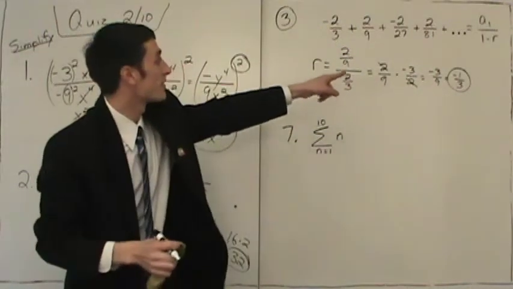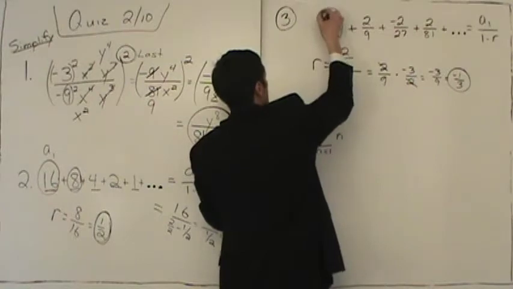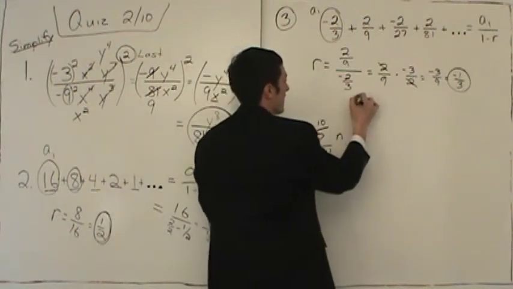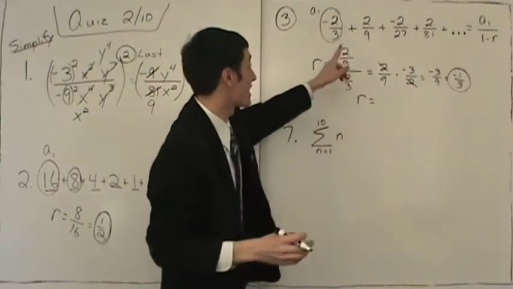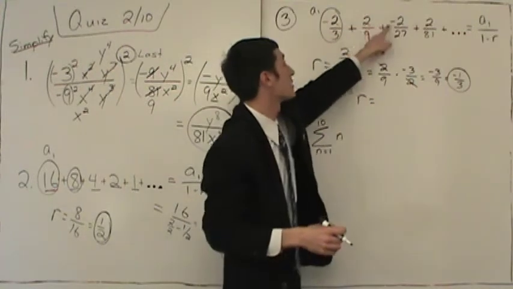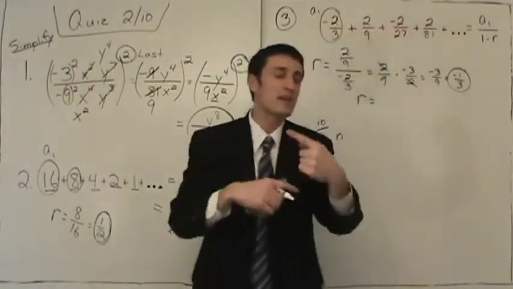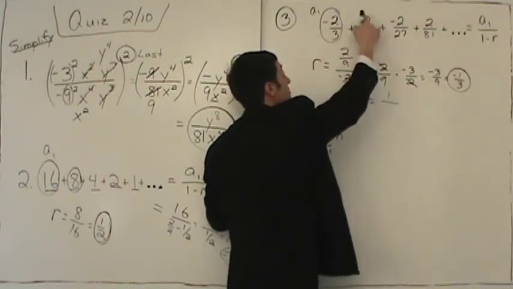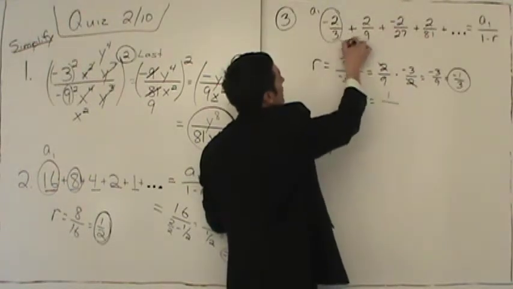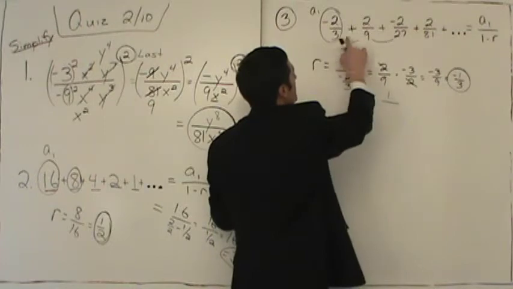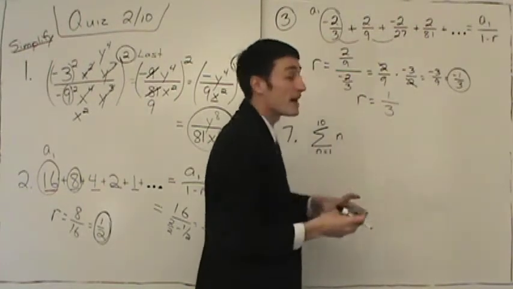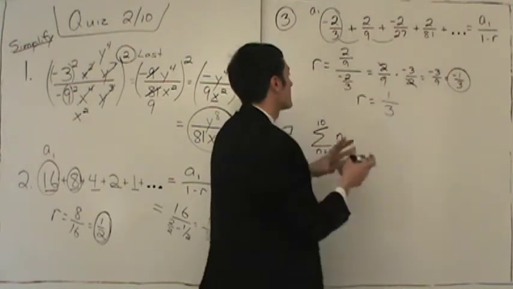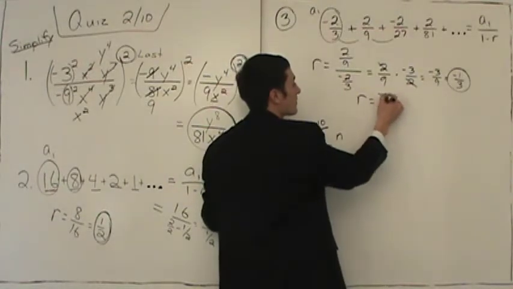So our r value is negative 1/3, and our first number, a sub 1, is negative 2/3. Again, it's very easy to find your r value if you have fractions. Look at what's being multiplied on top to go from 2 to 2 to 2 to 2: 1 is being multiplied. And what's being multiplied on the bottom to go from 3 to 9 to 27? 3 times 3, 9 times 3, so 3 is being multiplied on the bottom. Notice the signs are alternating from negative to positive to negative to positive. Since the signs are alternating, the r value is not positive 1/3, but rather negative 1/3.